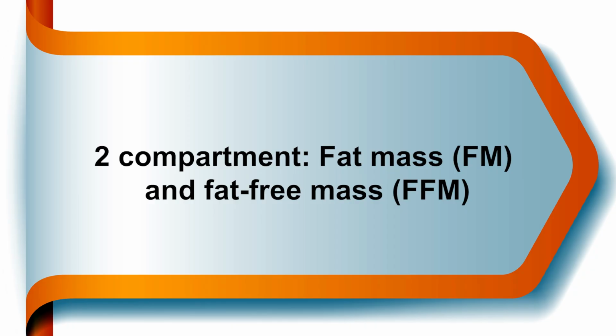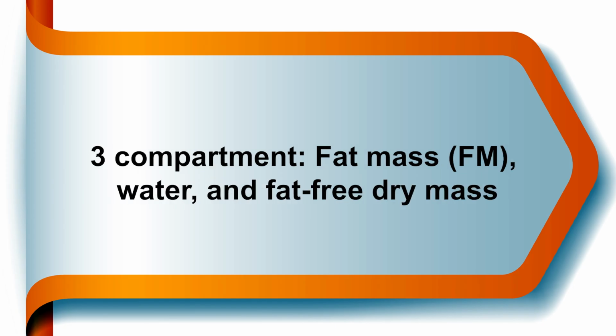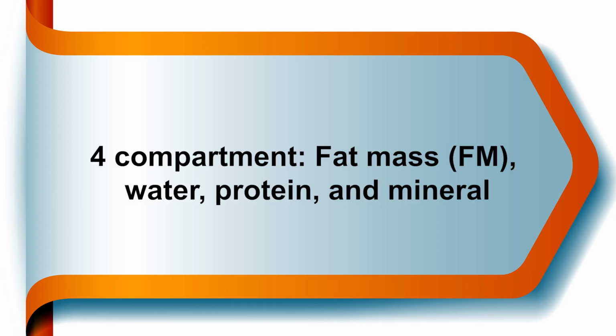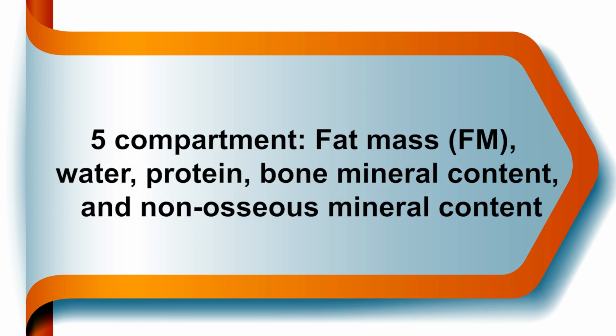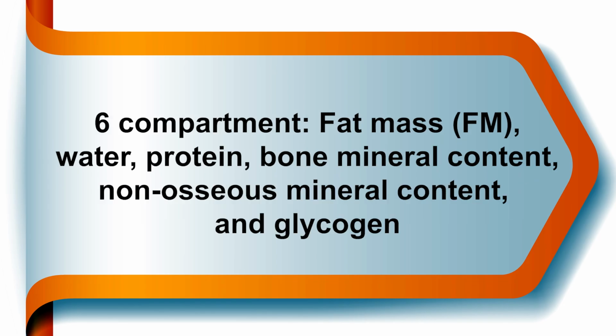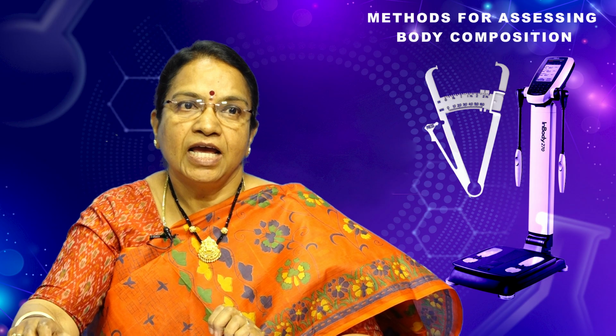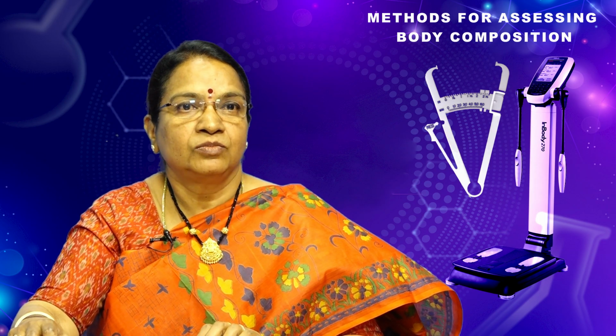Now, compartmental models, the body composition models typically use between 2 to 6 compartments to describe the body. Common models include 2 compartment which includes fat mass and fat free mass, then 3 compartment which includes fat mass, water and fat free dry mass, then 4 compartment includes fat mass, water, protein and minerals, and 5 compartment fat mass, water, protein, bone mineral and non-osseous mineral content, and 6 compartment which includes fat mass, water, protein, bone mineral content, non-osseous mineral content and also glycogen. As a rule, the compartments must sum to the body weight.